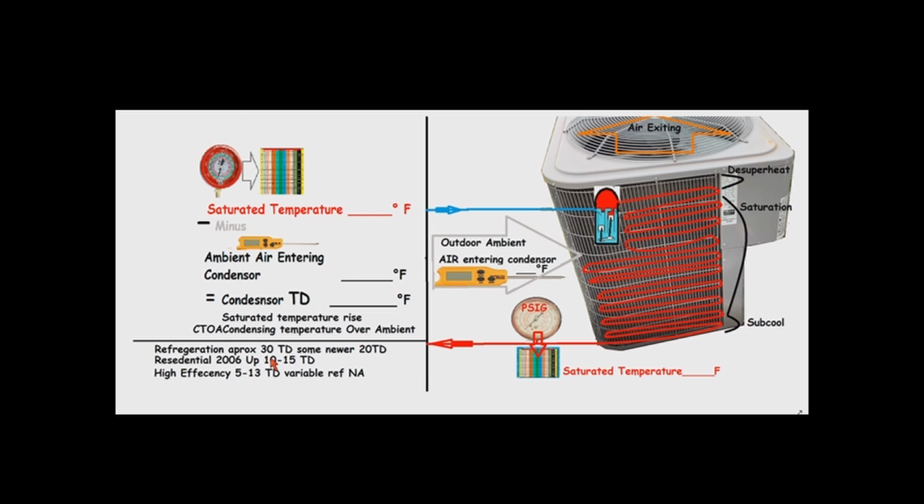So let's say we have a system that's 2010 model. We need to know our air temperature. Let's say our air temperature is 100 degrees. We know our saturated temperature should be 10 to 15 degrees warmer than the air temperature. So on a 100 degree day, my liquid saturated temperature should be 110 to 115 degrees. If you wanted to convert that to pressure, use your temperature pressure chart, convert that saturated temperature back into a pressure.